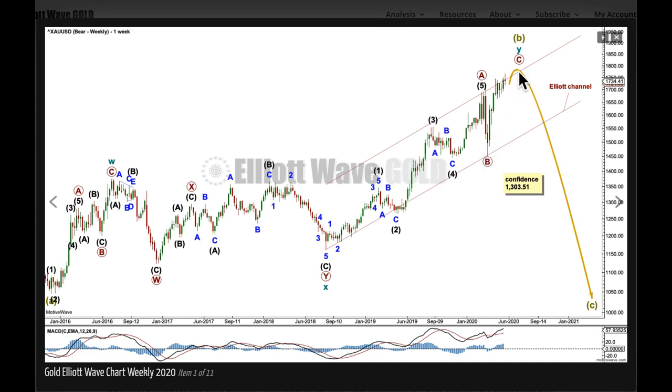Draw a channel around this zigzag for cycle Y, draw it from the start of A to the end of B, and place a parallel copy on the end of A. The upper edges are roundabout where price is finding resistance, and if price does turn downwards, when it does move lower, I would expect to look out for some support at the lower edge of this channel. Within this structure, I'm labelling cycle wave X as a double combination.